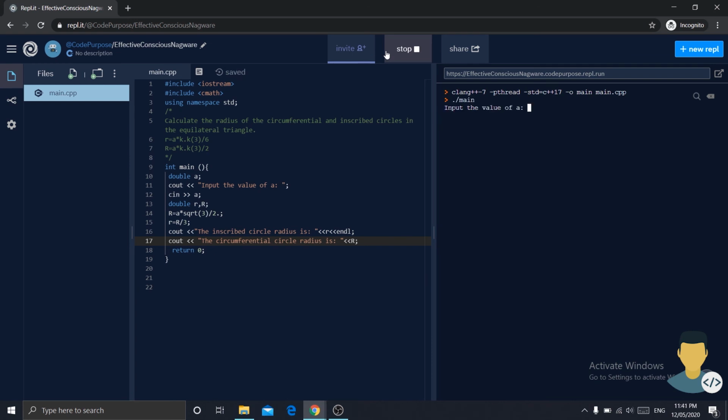Let's put in 6. There you go, guys. This is how we calculate the radius of the circumferential and the inscribed circles. Now I know what you're thinking, these exercises are boring, they are lame, but in order to do more difficult exercises, first we will need to go through this.